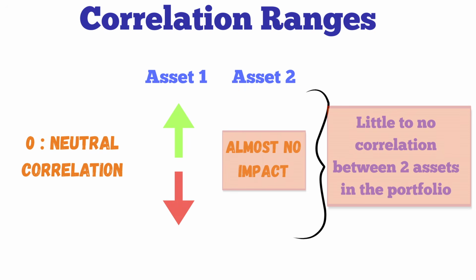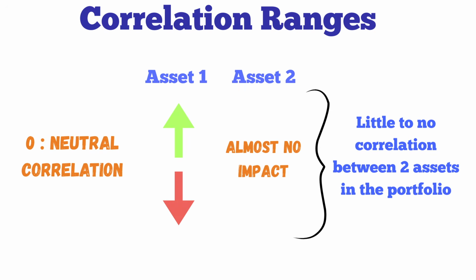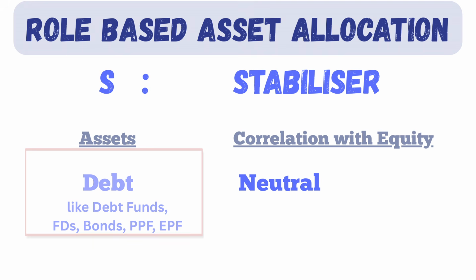True to its name, assets in this bucket usually have low to near zero correlation with equity. That means whenever equity moves up or down, this bucket's returns will not really be affected. Hence, these will stabilize the overall portfolio. Some examples of asset classes for this bucket are debt funds, fixed deposits, bonds, PPF, EPF.